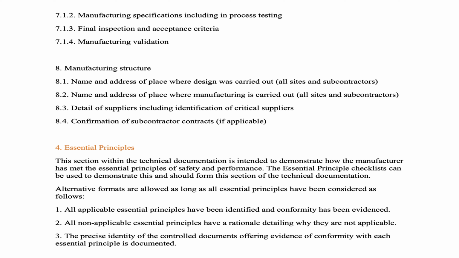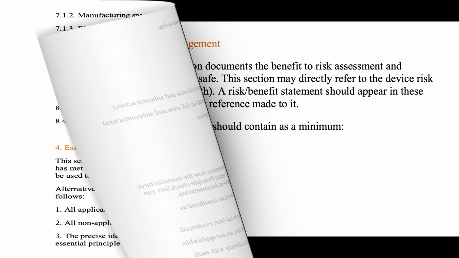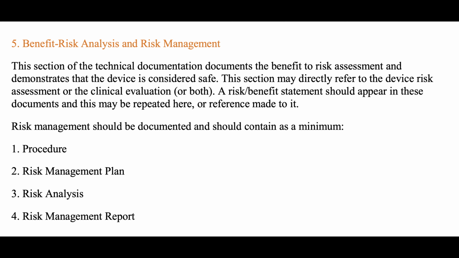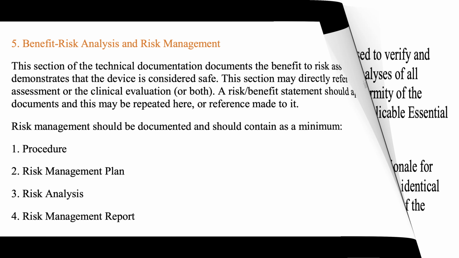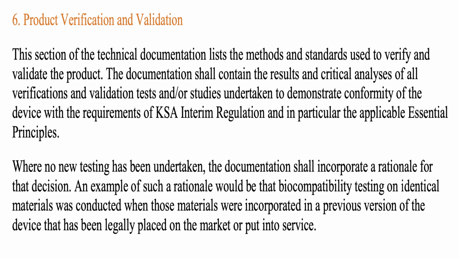Point number 4 speaks about the essential principal requirements, which I am not going to go into in detail. Point number 5 speaks about the risk mapping requirement or the benefit-risk analysis and the risk management. This should be done in adherence with ISO 14971 or the SOP for risk management. Then point number 6 speaks about the product verification and validation. This is much more similar to ISO 13485, which speaks about the design and development requirement, clause number 7.